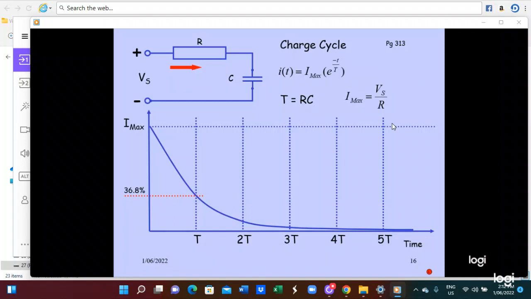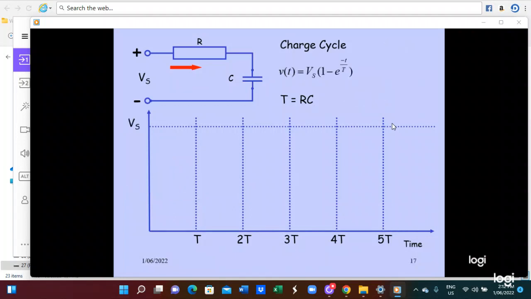And also the charge circuit, V equals Vs times 1 minus e power minus t by T, where T equals RC. When the time increases, the voltage will increase. So for the voltage increasing, you can draw the graph like this.